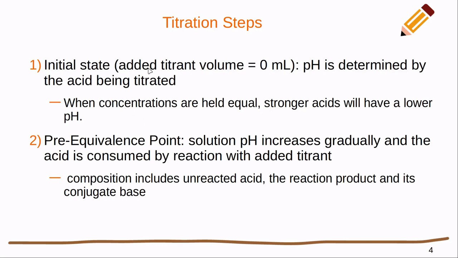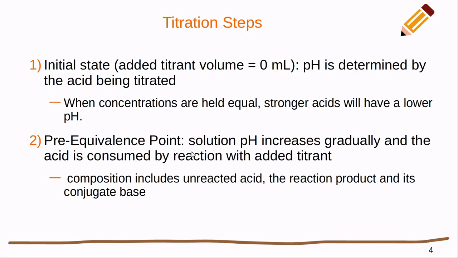There's a few stages of a titration plot. The initial state, where we've added 0 milliliters, the pH is going to be determined by the acid being titrated. So now we're just talking about the pH of the acid that we started off with, our analyte. When concentrations are held equal, stronger acids are going to have a lower pH.